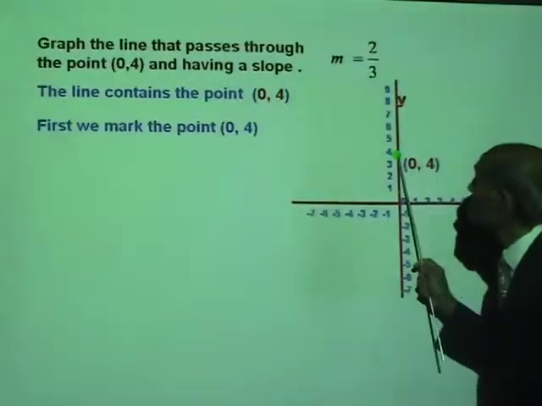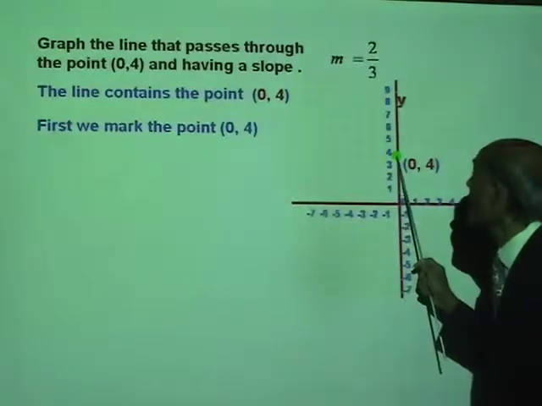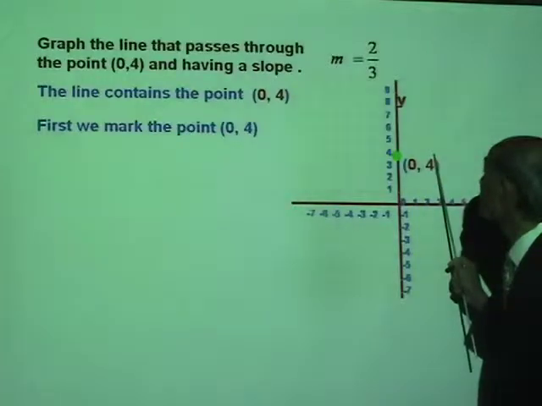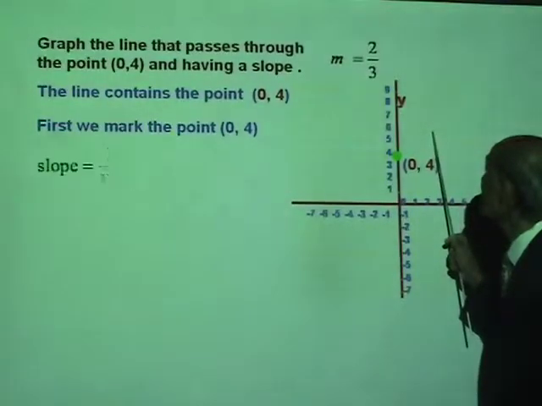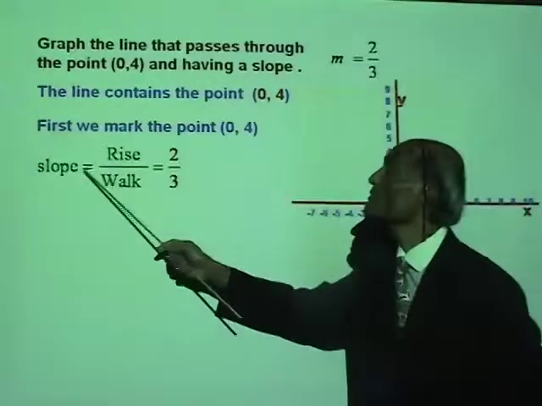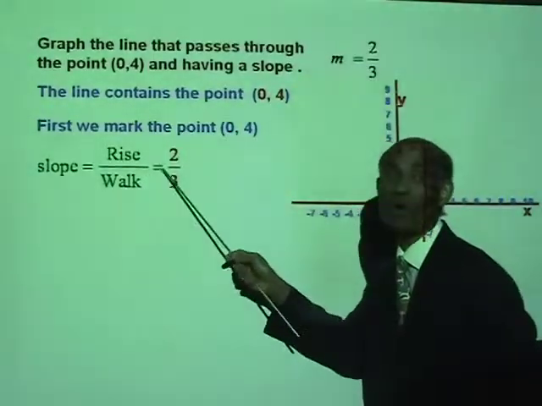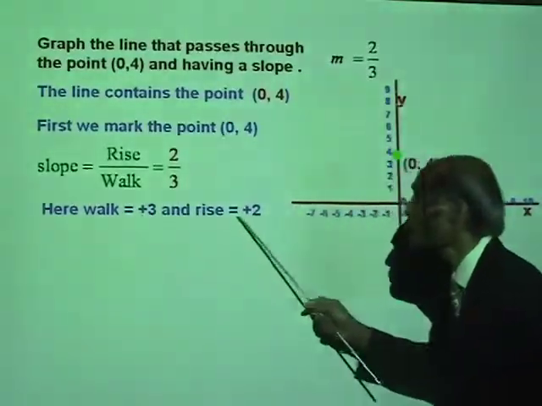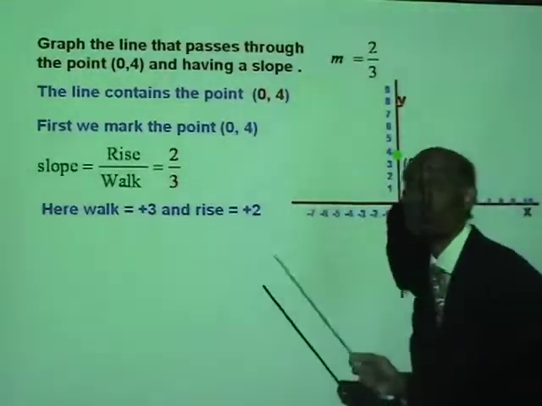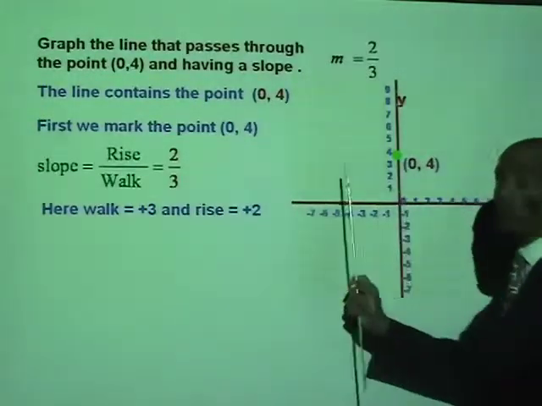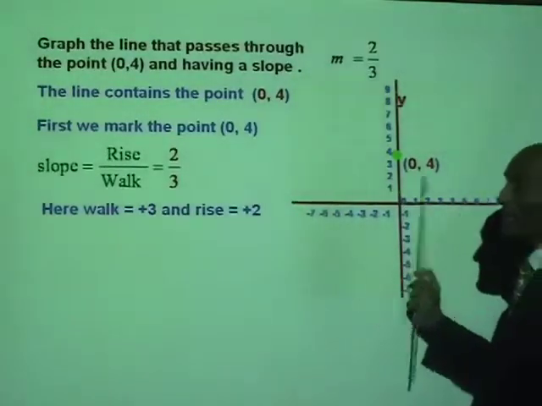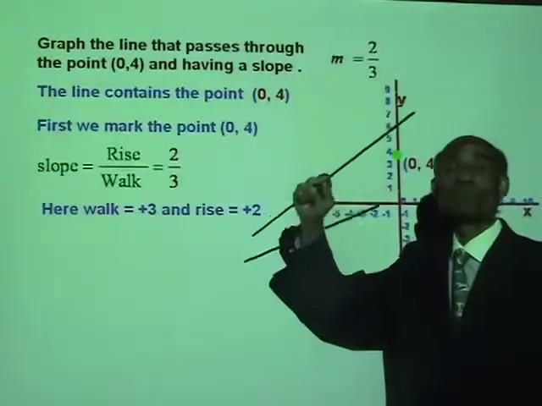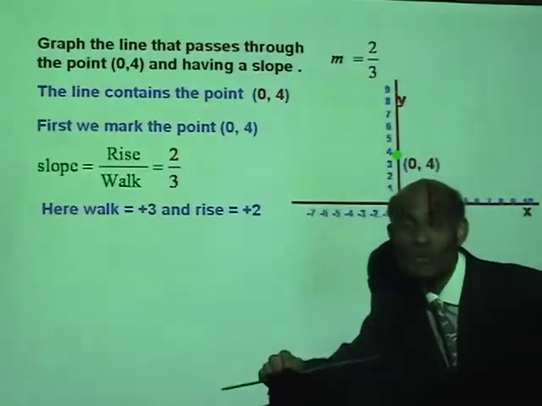So what you do is start at this point and walk 3 units, and after walking 3 units, rise 2 units, and you come there. So slope equal to rise divided by walk would be 2 over 3. So we walk positive 3 and rise positive 2. Walking positive 3 means walk to the right. Rise positive 2 means go up. If the rise is negative, you will go down.